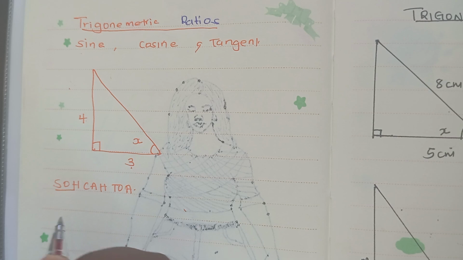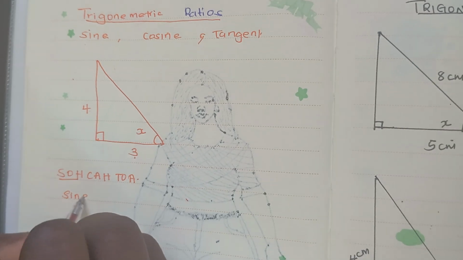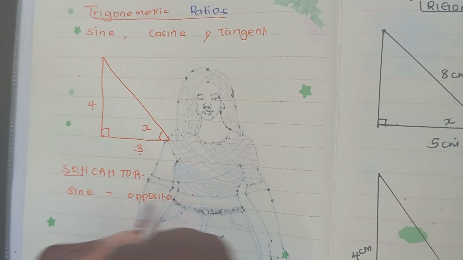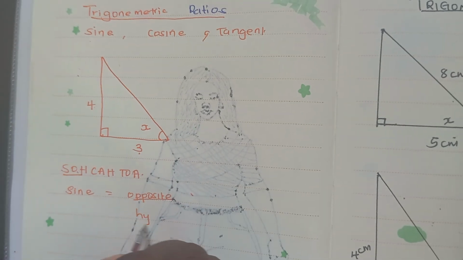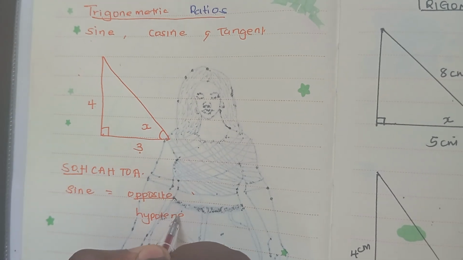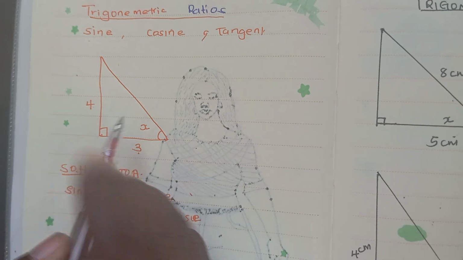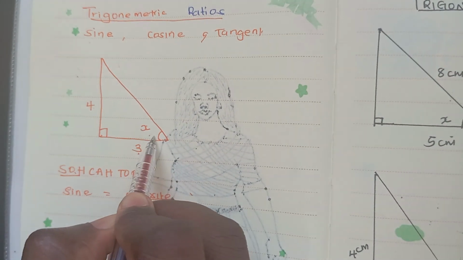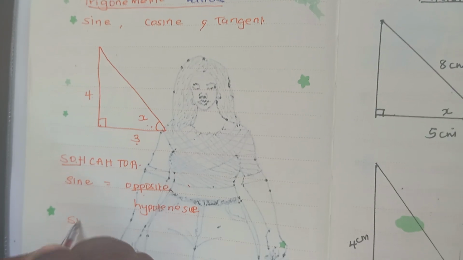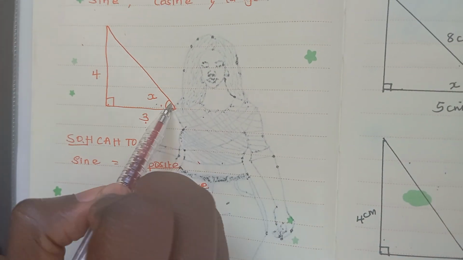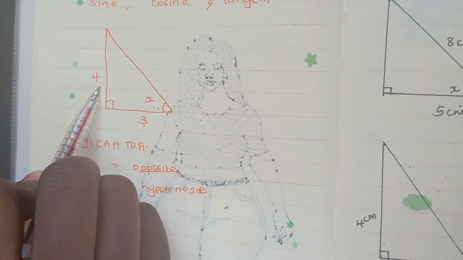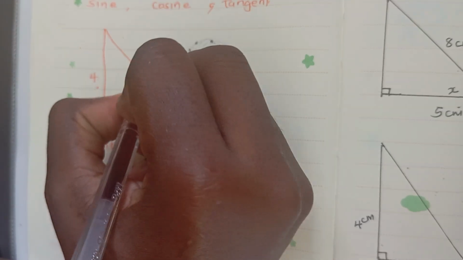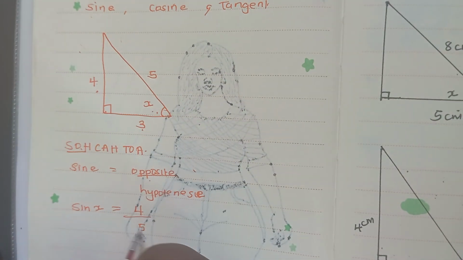Let's start with sine. O means opposite over H, which is the hypotenuse. Let's go back to this diagram here. The opposite side of this angle here, we have sine x. Our opposite side is 4 over the hypotenuse, which is 5, so 4 over 5.